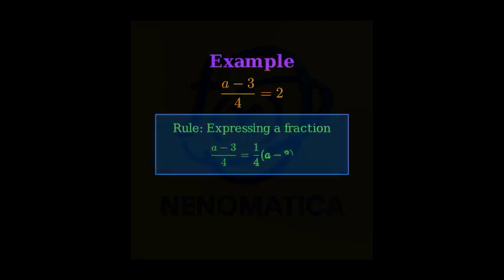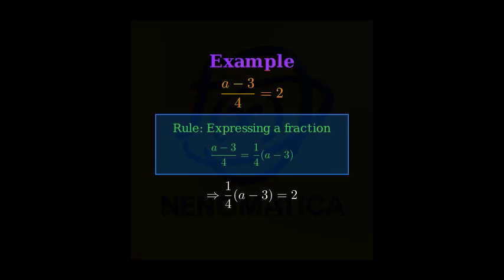Let's start with our example. We need to solve the equation, a minus 3 all over 4 equals 2. To solve this equation, we'll follow a systematic approach. First, let's rewrite the equation by expressing the fraction with its numerator and denominator. We have 1/4 times a minus 3 equals 2. We're multiplying the fraction a minus 3 over 4, which equals 1/4 times the quantity a minus 3.